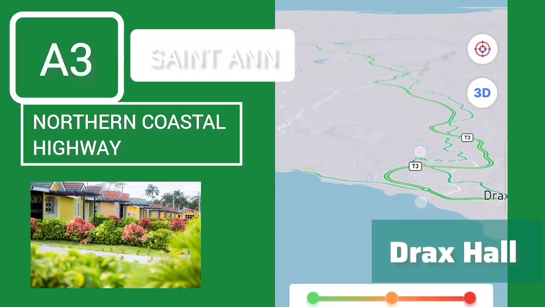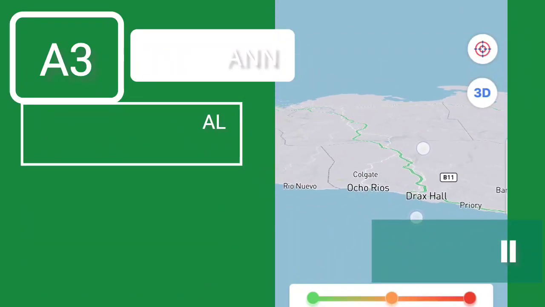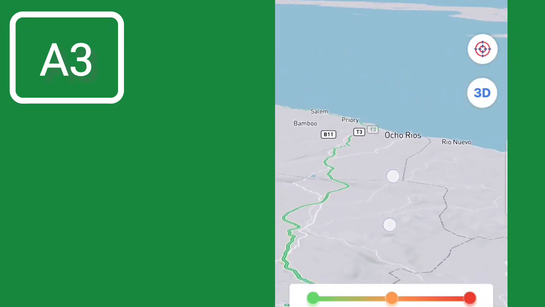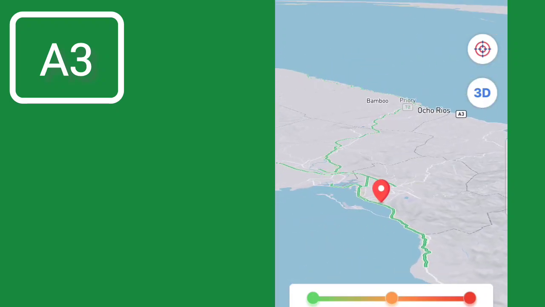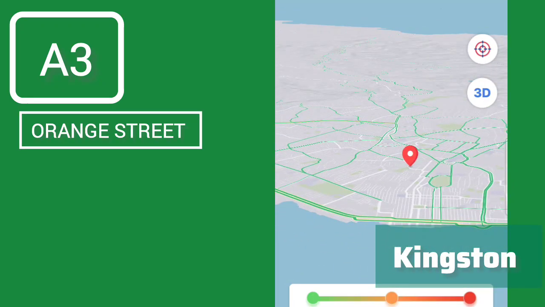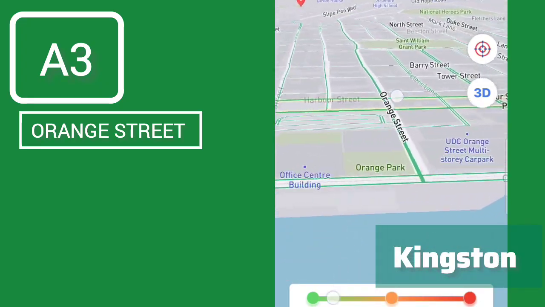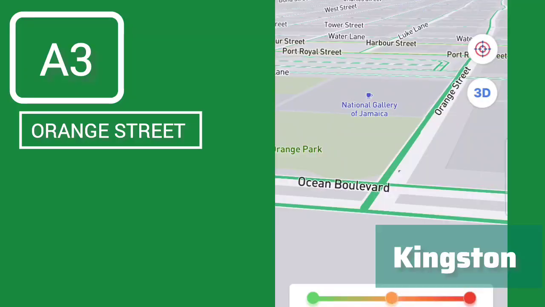Okay, so that is where we are, and this is where we are coming from. Kingston. This is where we're coming from. This is where we began, right here. That's where we began.